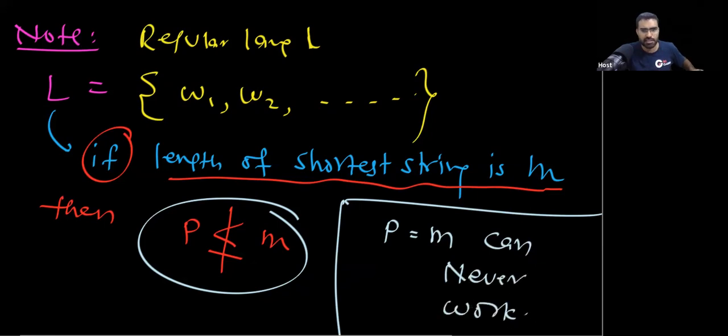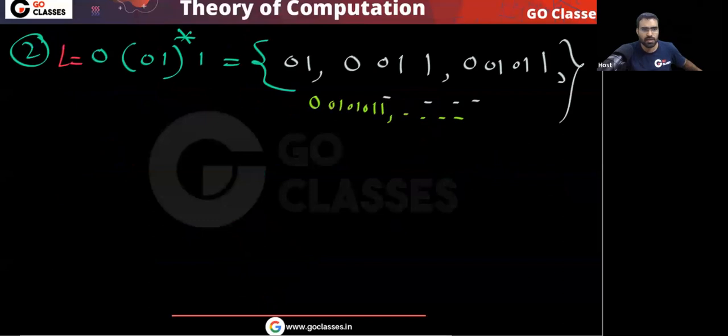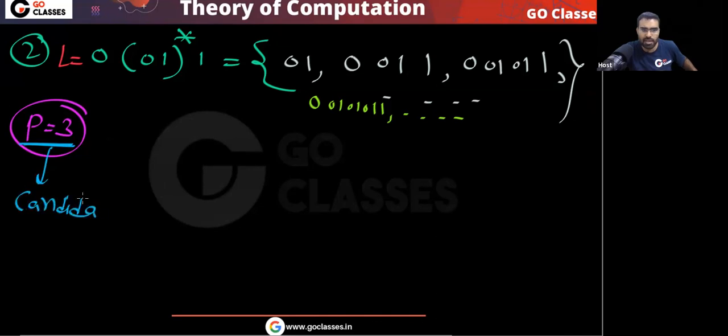This we have already seen in the last class. Now let's move on. From where will you start checking? You will start checking from p equal to 3. Will it work if I take p equal to 3? First of all, for p equal to 3, what are my candidate strings? Which strings do I care about if I take p equal to 3?